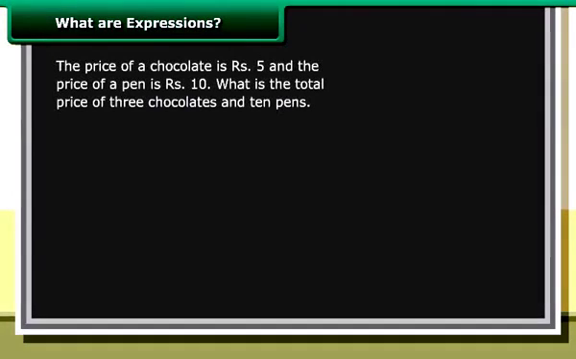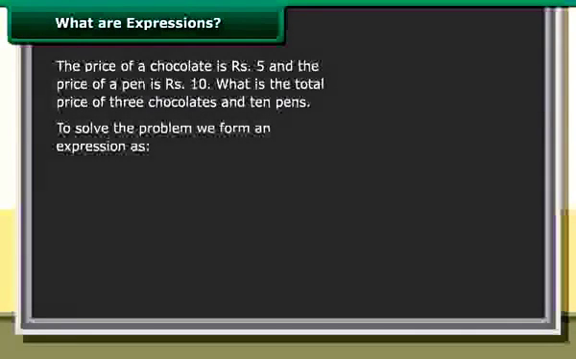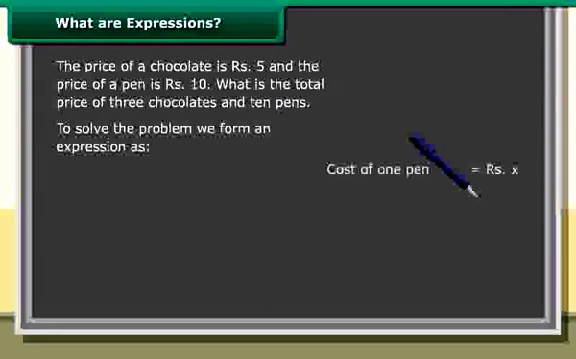Describe identity. What are expressions? The price of a chocolate is ₹5, and the price of a pen is ₹10. What is the total price of 3 chocolates and 10 pens? To solve the problem, we form an expression as cost of 1 pen is equal to ₹X.